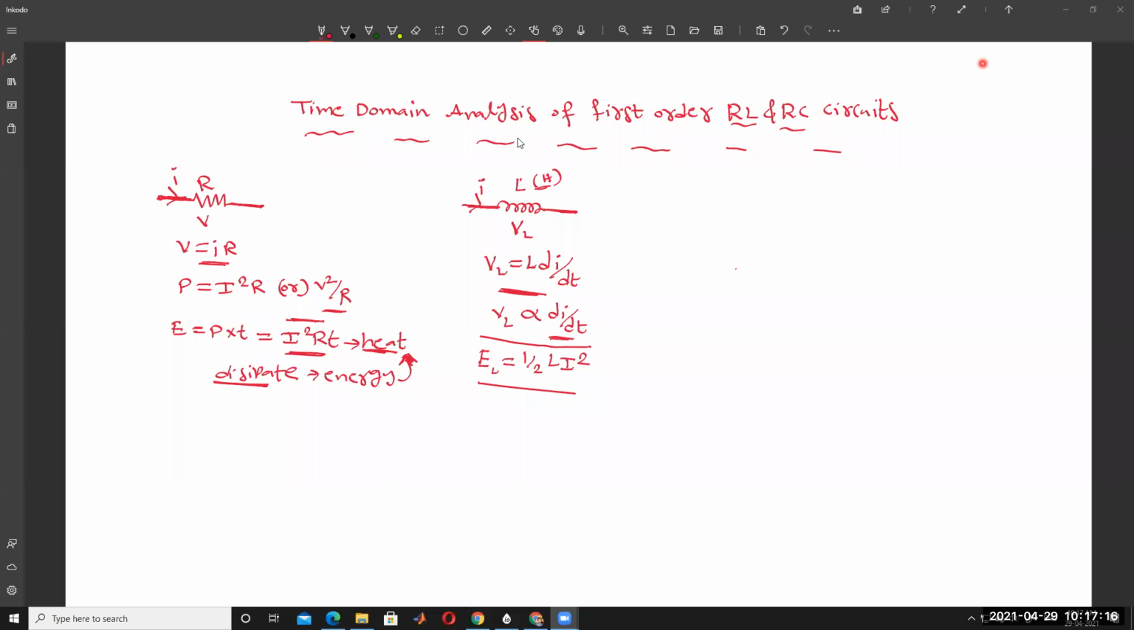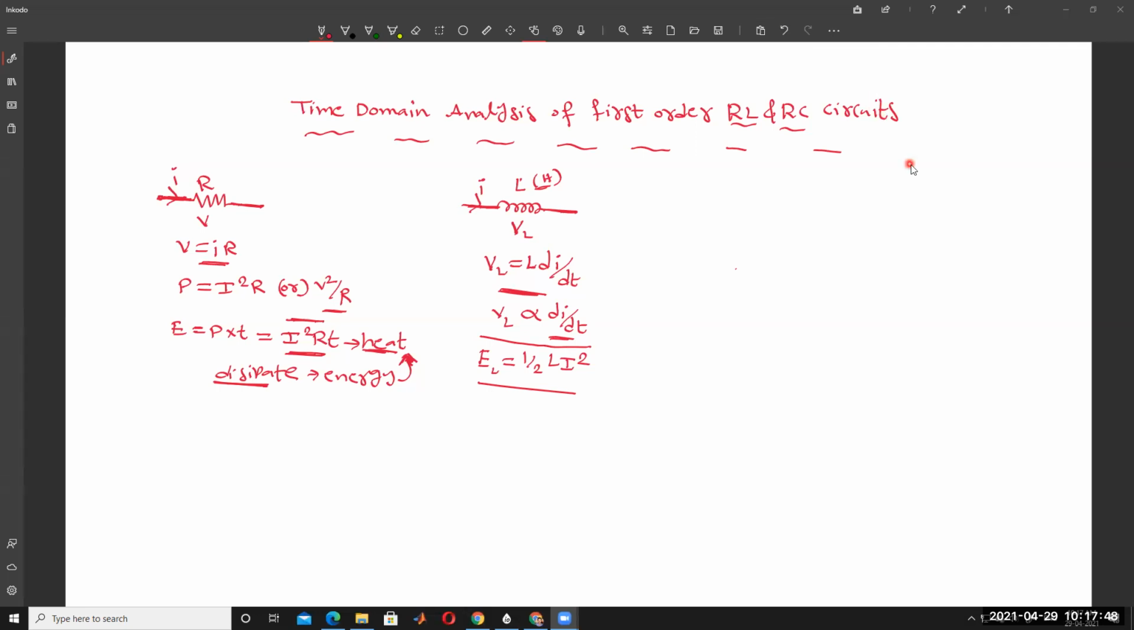Time domain analysis of first order RL and RC circuits. In this, the resistor is a common element. Inductors and capacitors are different. The resistor just dissipates the energy in the form of heat. It is an energy dissipating device, not an energy storage device. But inductor and capacitor are different.